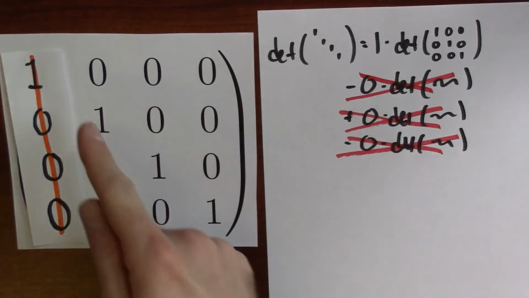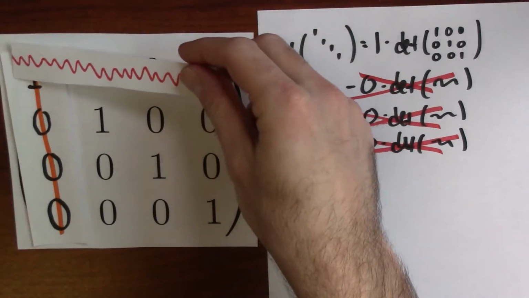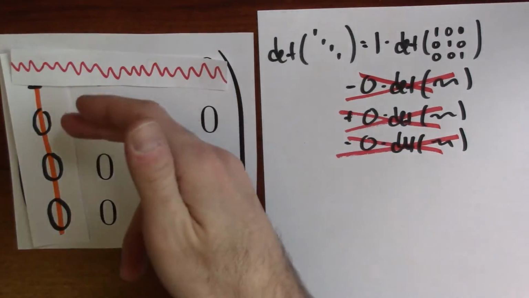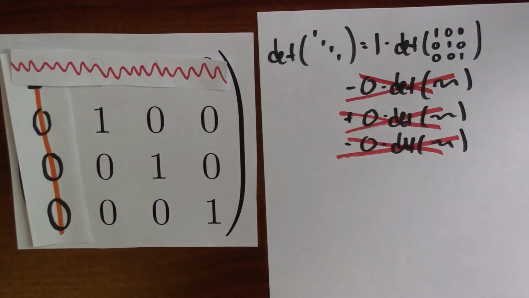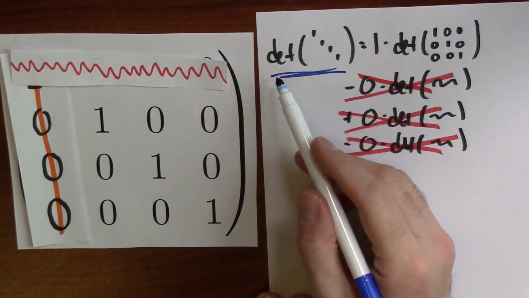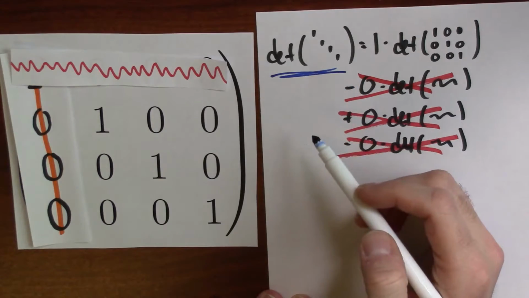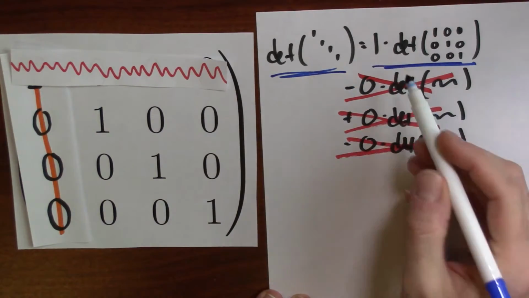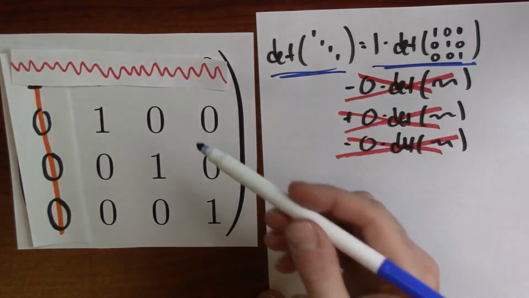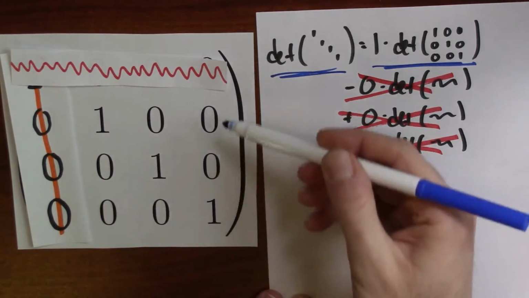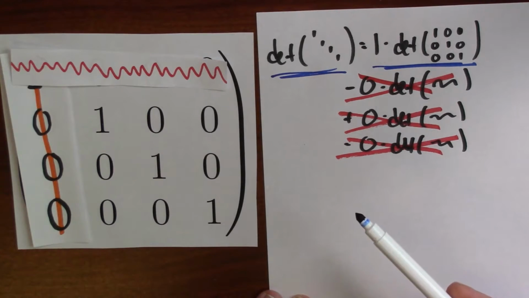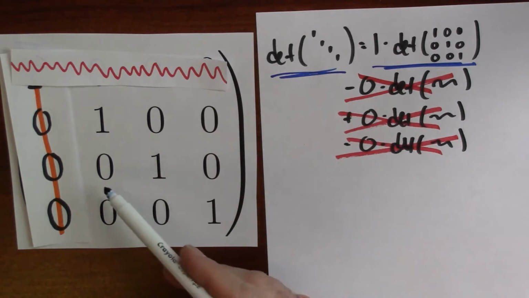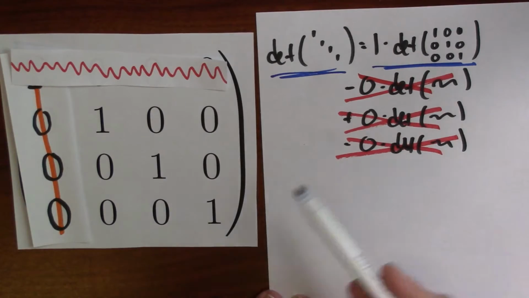And I got that term by taking this 1 and multiplying it by this minor, the determinant of this matrix here. And that's just a smaller identity matrix. So what we've shown is that the determinant of the 4x4 identity matrix turns out to be equal to the determinant of this matrix, right? It's this matrix right here. And what is the determinant of this matrix? Well, that's the determinant of the 3x3 identity matrix. It's 1, 0, 0, 0, 1, 0, 0, 0, 1.